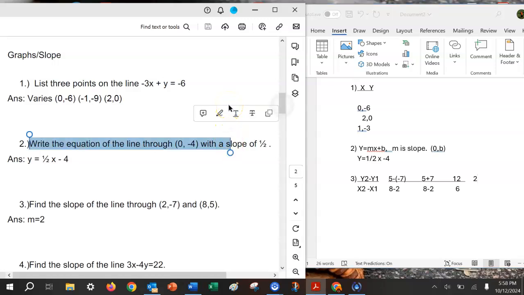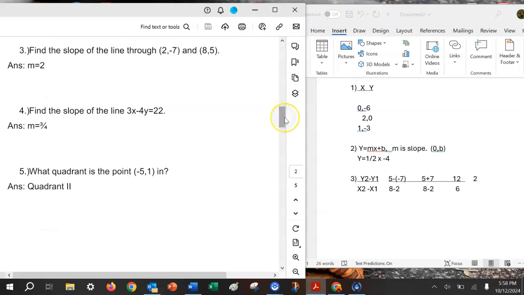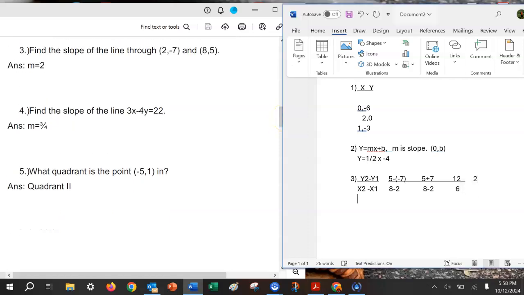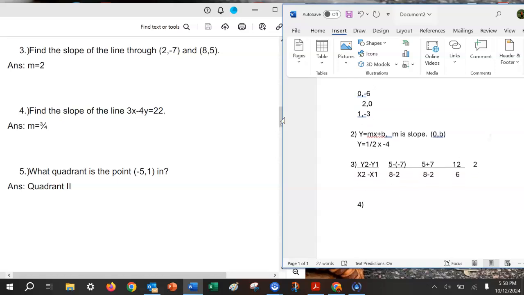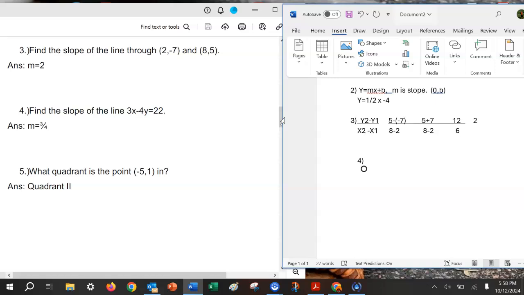Okay, so let's try number 4. And I'm sorry that I can hear that giggling in the background. That's my son playing video games.